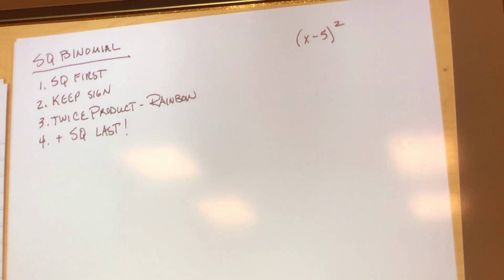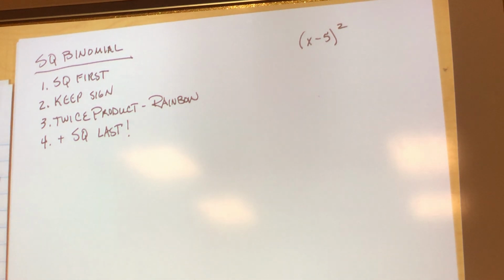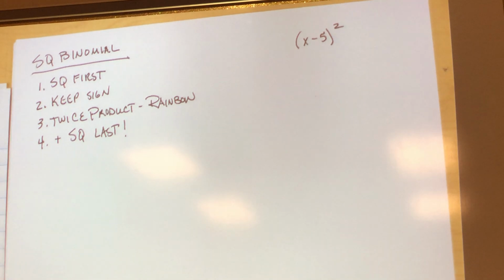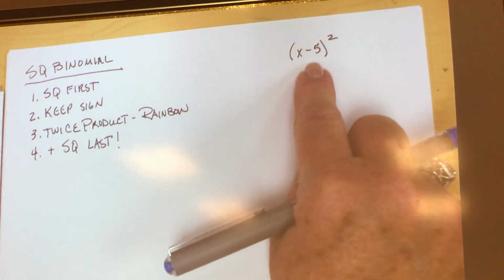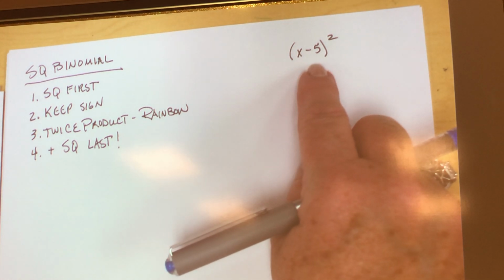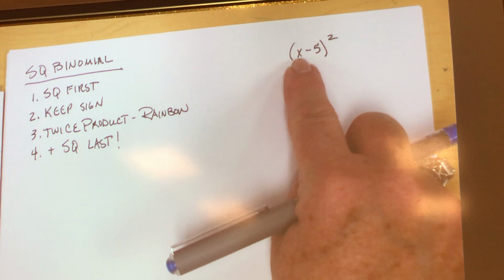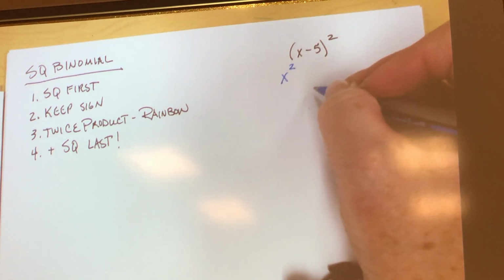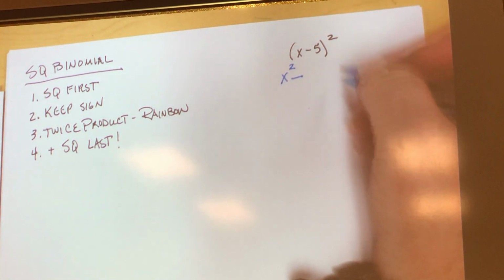Okay. Are you ready? Yes? Okay, so here we go. I'm going to square this binomial, okay? I'm going to call out the directions and you tell me the answers, all right? So, square the first. Squared. Keep the sign. Minus. Twice their product.